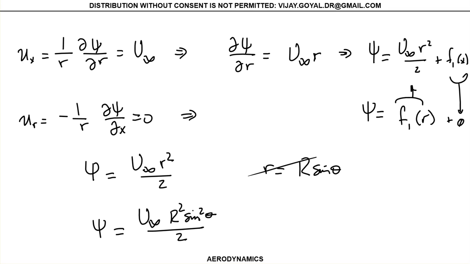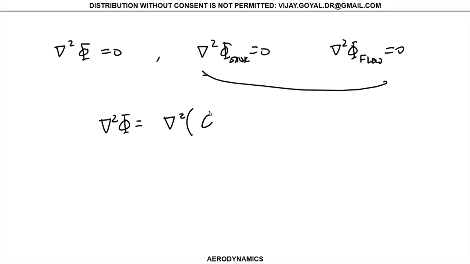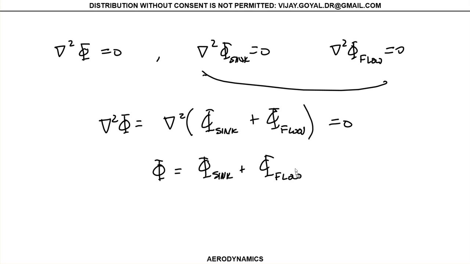Okay, so now we put it all together. This is flow. So combining all flows, we know that this is equal to 0. We also know that this for the sink has to be 0. We also know this for the flow has to be 0. So then from here, if I add these two up, you can show that this is equal to adding each one of these together, sink plus flow has to be 0. Then from here, phi is equal to sink plus flow.